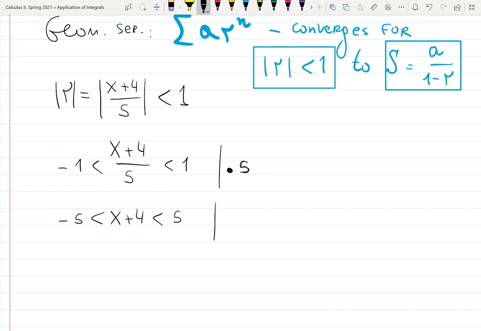Then I will subtract 4. So it's going to be x plus 4 minus 4, that's x. The right-hand side is 5 minus 4. The left-hand side is minus 5 minus 4. So x is going to be between minus 9 and 1.